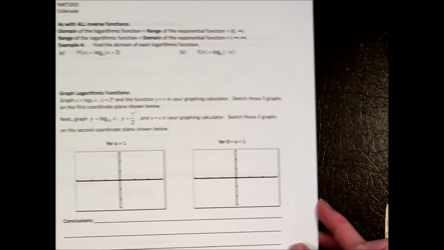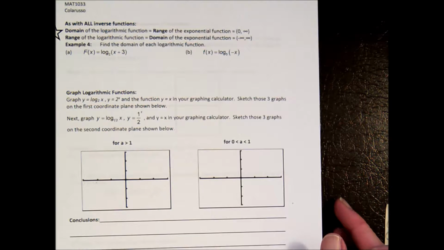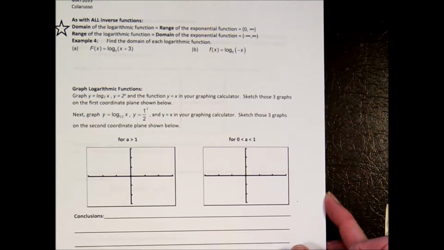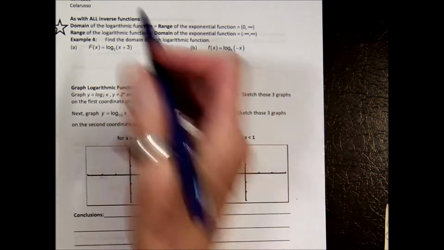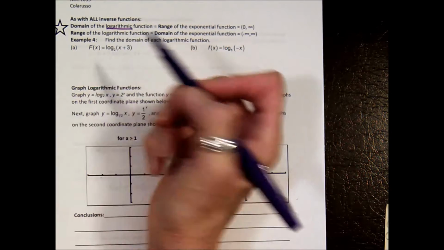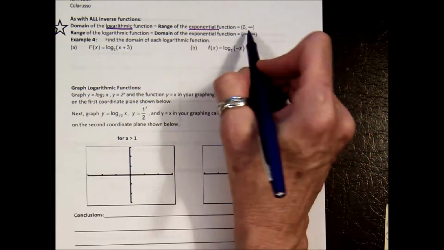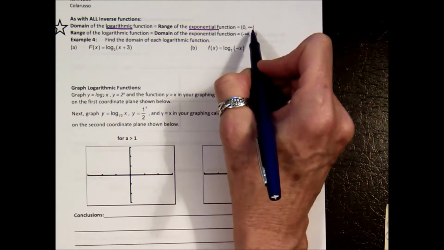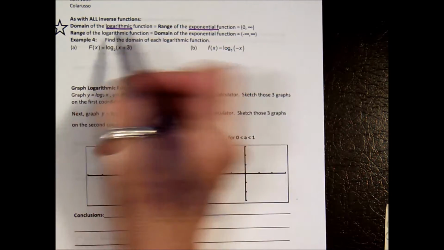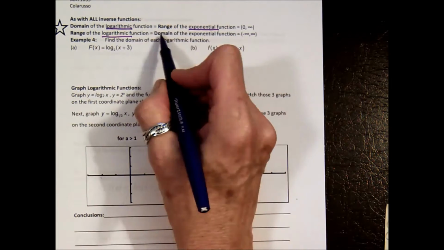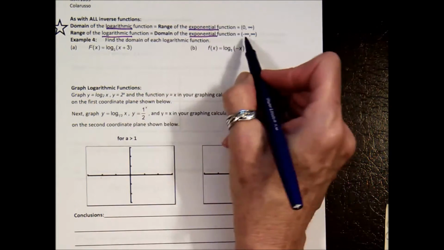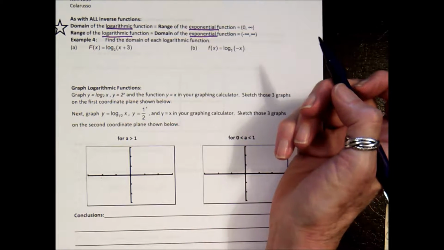And we see some talking about inverse functions. And as it says, as with all inverse functions, the domain of the logarithmic function is equal to the range of the exponential and vice versa. And by the way, that would be 0 to infinity. And the range of the log is equal to the domain of the exponential, which is negative infinity to infinity.